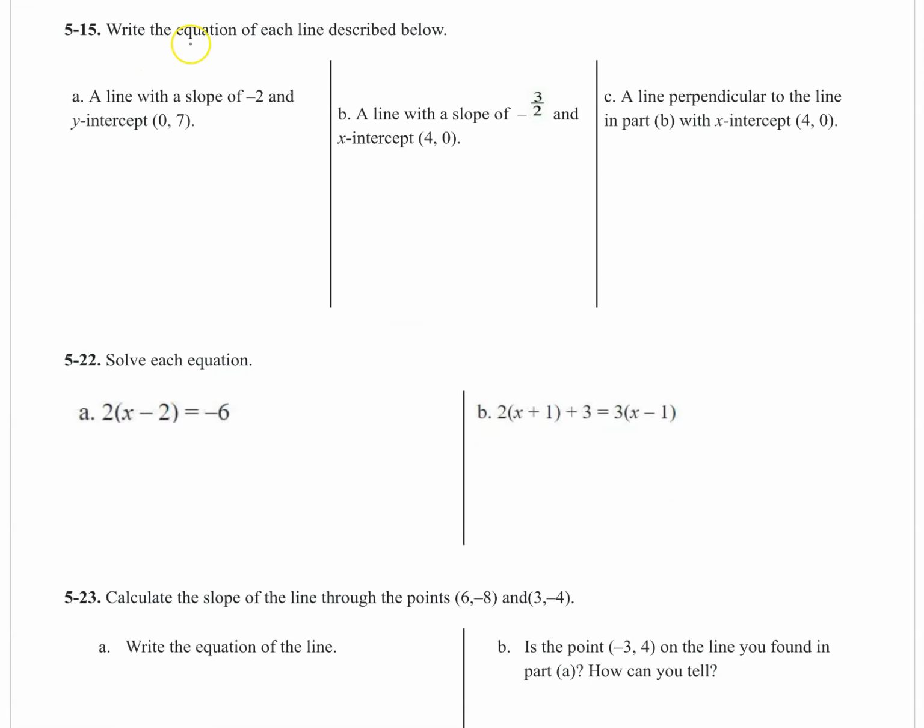5-15. Write the equation of each line described below. A line with a slope of -2 and a y-intercept of 0, 7. I'll let you do that. I'll do B. So a line with a slope of -3/2. Slope. So m equals -3/2. I'm referencing our master equation. Y equals mx plus b.